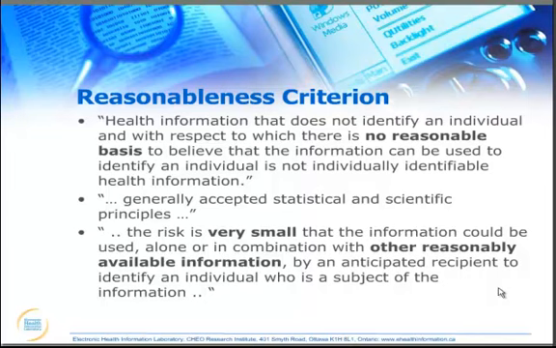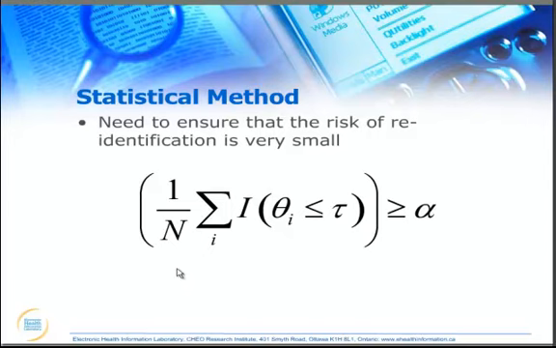So the way we approached this, in order to ensure that the risk of re-identification is very small, was that we essentially use this equation. I'll explain this. Big N is the total number of individuals in the population, however defined, right? I is an indicator function which returns 1 or 0 depending on whether the parameters are true or false. Theta is our probability of re-identification, or risk metric. Indexing i is going through all the individuals in the database. And so basically we're computing the probability of re-identification for every record in the database and determining whether it's below a threshold tau.